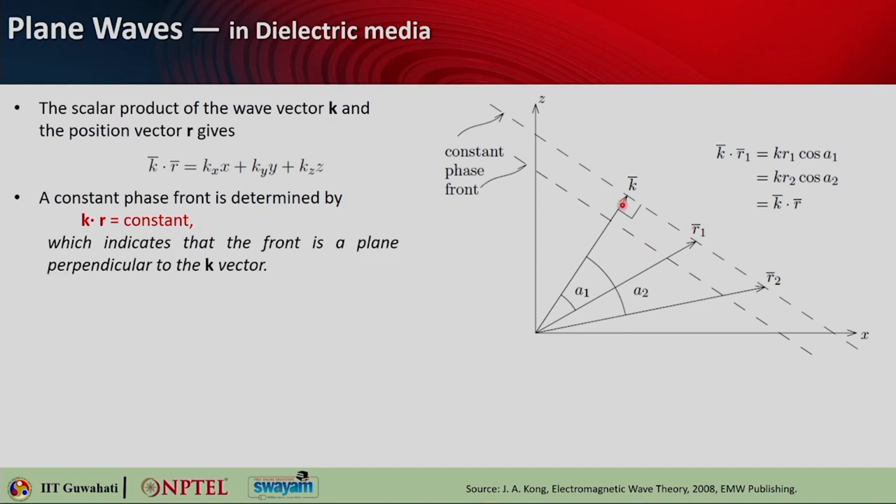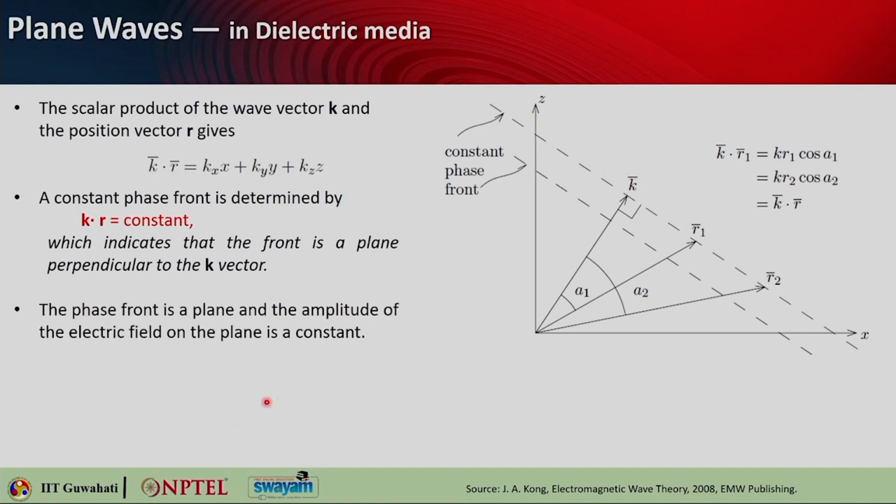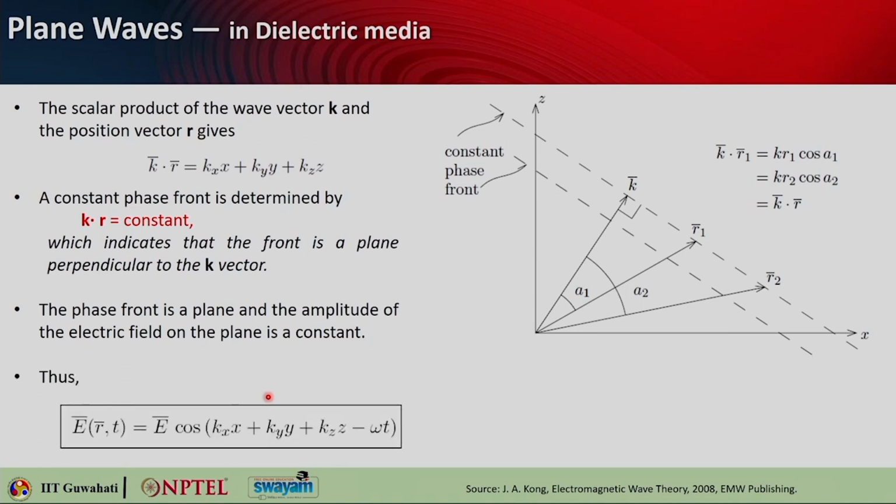So here also you can see k dot r. In both cases you will see that k dot r is actually coming along this direction, or you can say these are the constant phase fronts. So phase front is basically nothing but a plane, and the amplitude of the electric field on this plane is a constant. So we can assume the electric field E(r,t) to have this particular form in this case. So that was the solution of our wave equation also.